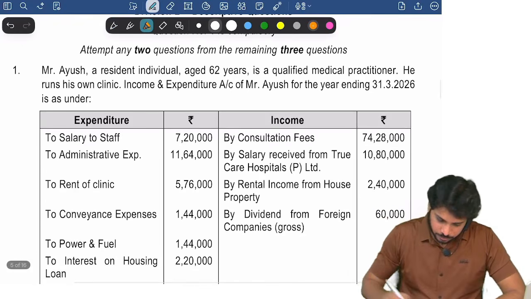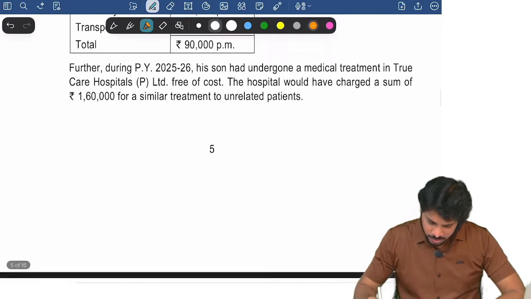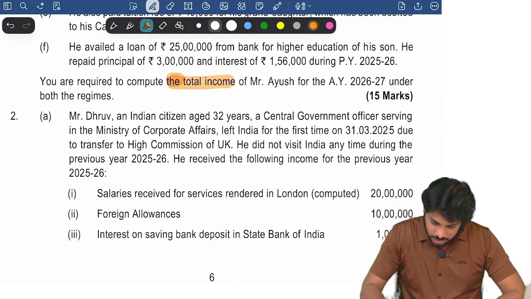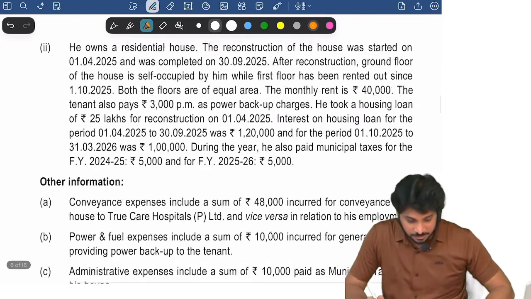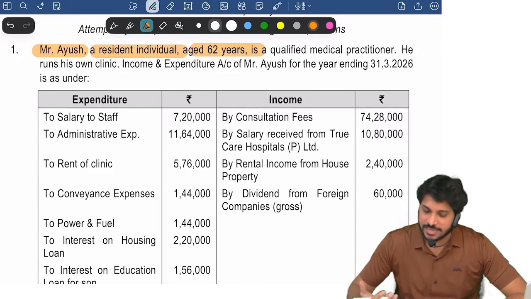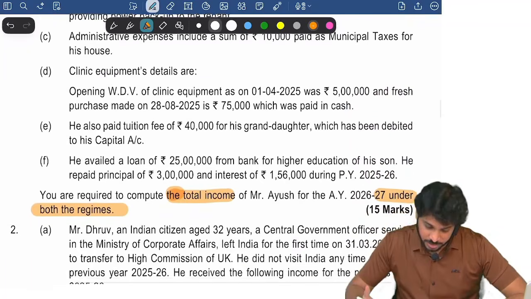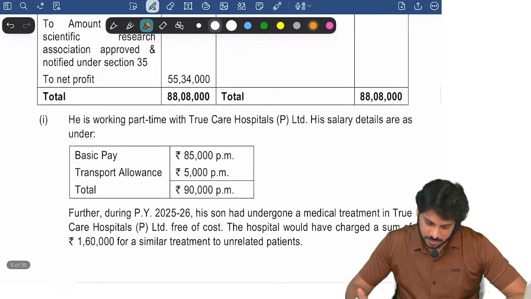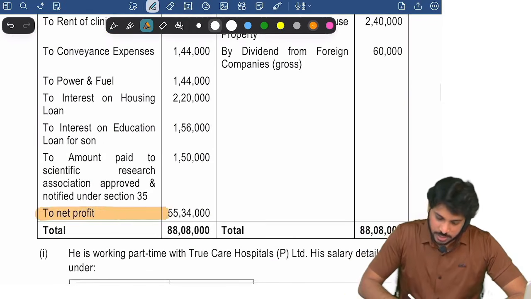Okay. Ayush, resident, 62 years. 80TTB will be there. Remember. Now, other information. Oh my God, so much is there. Compute total income under both the regimes. First we will compute under the default tax regime. He's a medical practitioner and they gave an income and expenditure account. By default, we assume it is mercantile basis. What is the method of accounting? Did they give any information? No, nothing. So we assume reasonably that he is following the mercantile basis. Are you clear?